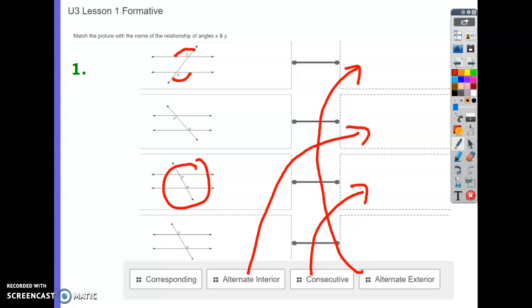Now those are consecutive interior, but we talk about consecutive interior and consecutive exterior. And the last ones are corresponding. They correspond to the same place on those two parallel lines.